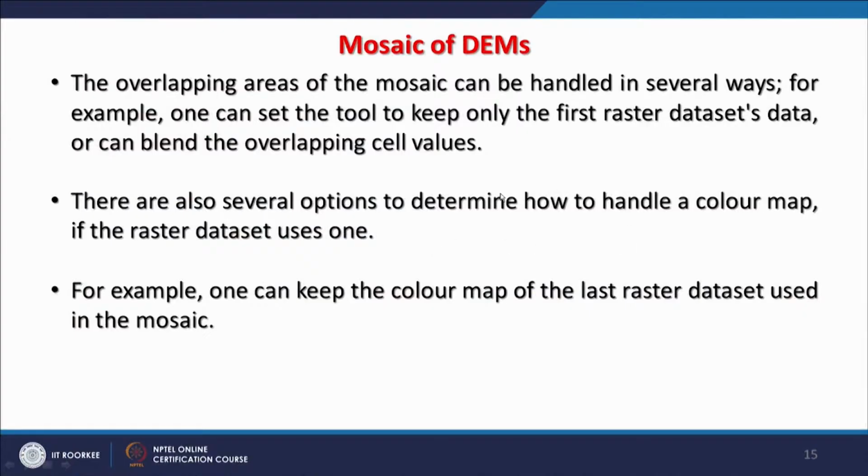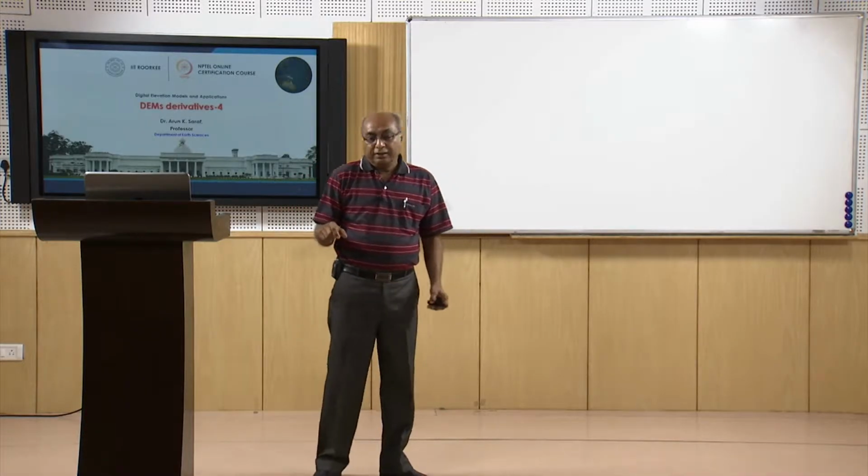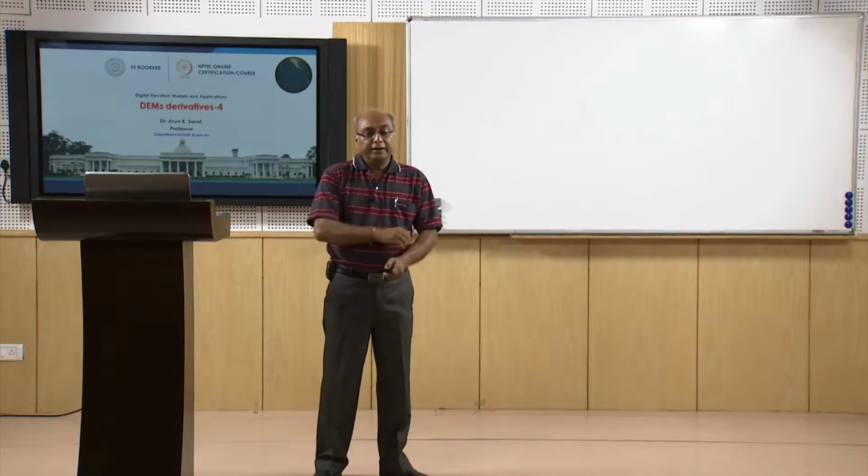So, one example of this color is that one keeps the color map of the last raster data set used in the mosaic. Color also means the gray scale here. So, it can be decided which tile will influence the gray scale for all tiles. That can also be decided, but it is not a big problem. This can be solved very easily.